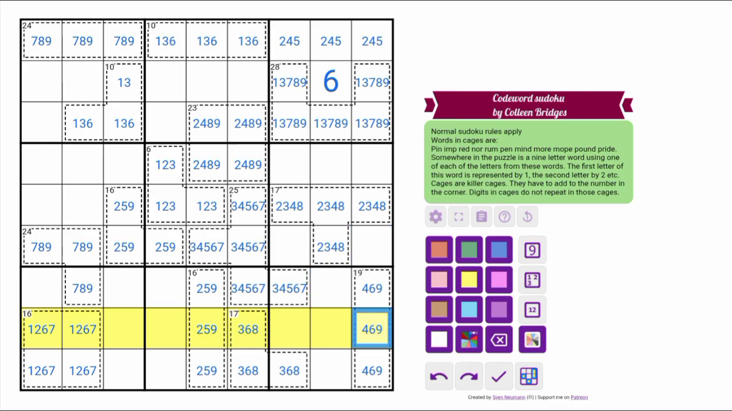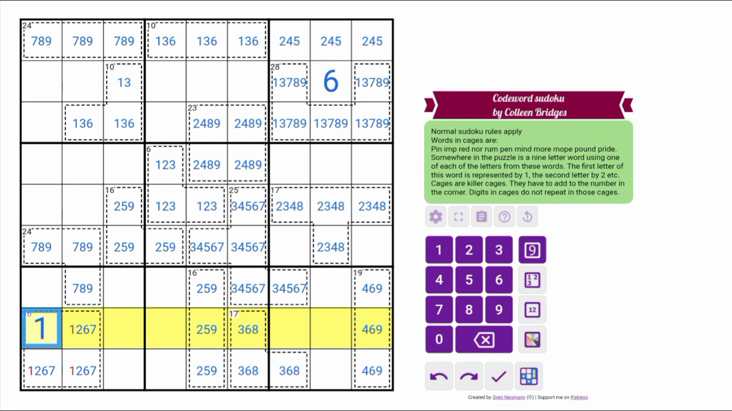Going up. 1, 2, no. 1, 2, 3, 4, 5, 6, 7, 8, no. 1, 1, 1, no. 1, 2, 3, 4, no. 1, 2, 3, no. So that's the only possible spot for our code word. So we can put all those numbers in across here, and that will make things much easier.